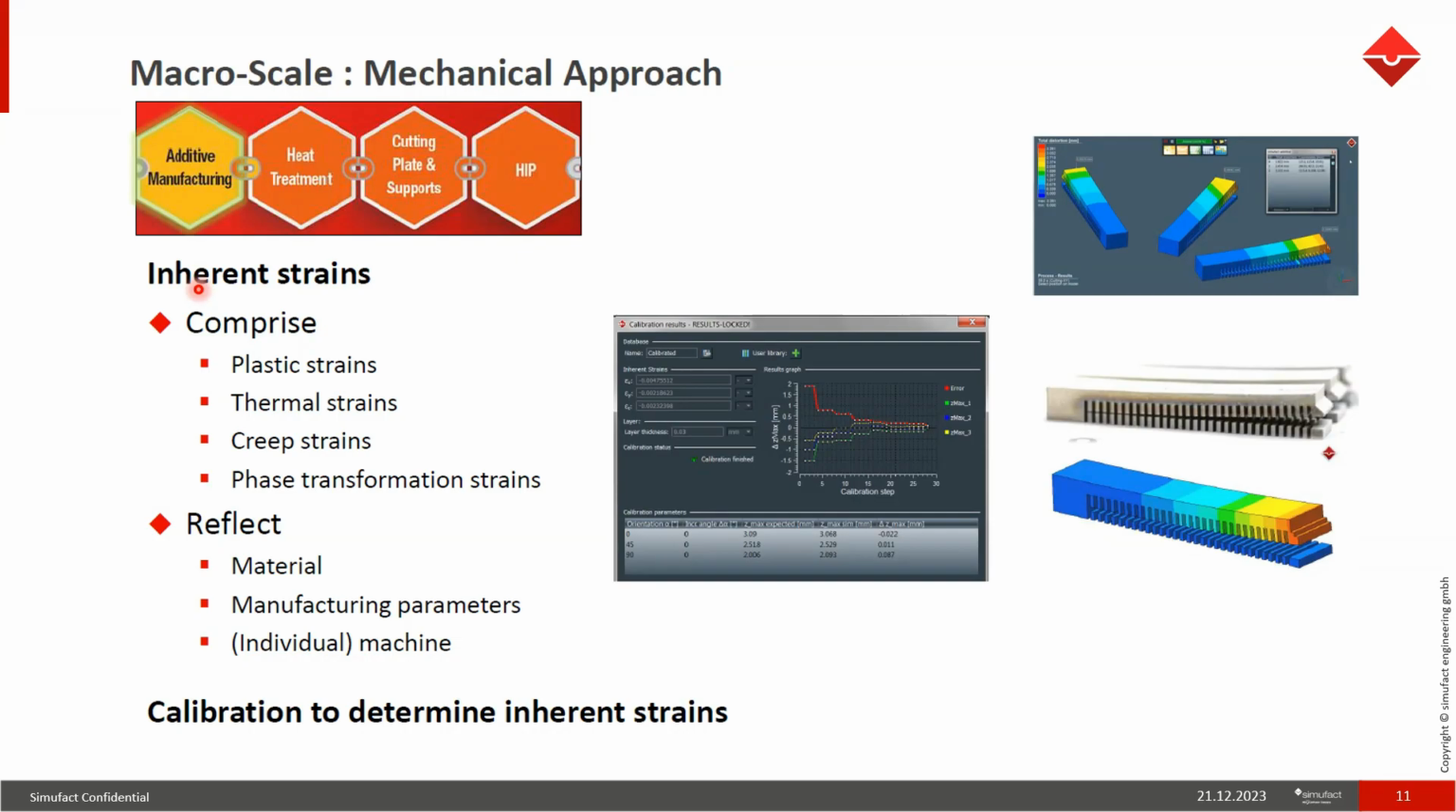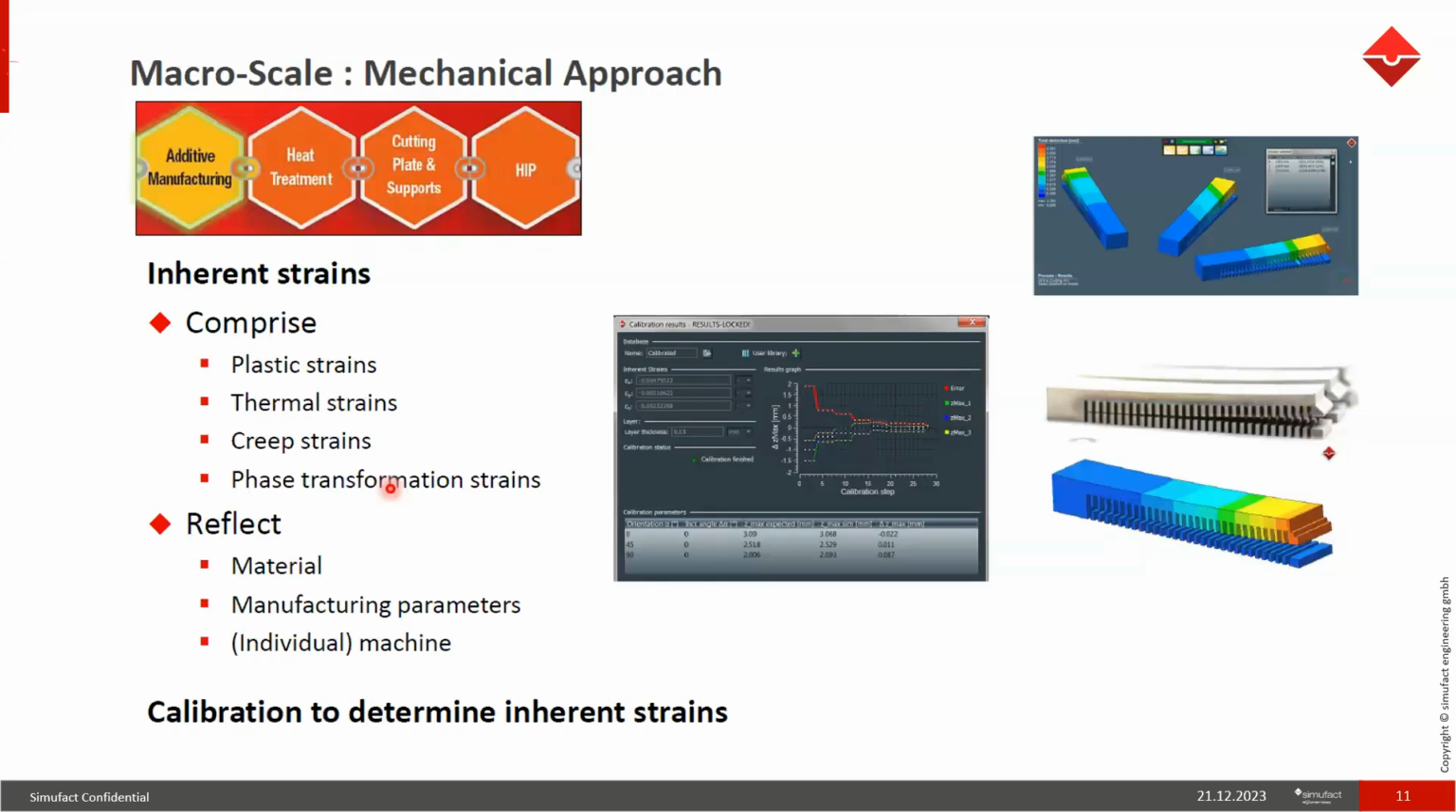Okay. When we melt that material, it will have its own kind of strains: plastic strains, thermal strains, creep strains, phase transformation strains. Okay. These kind of things can happen in the material. It is very specific to a particular grade of material or particular type of material actually. And it varies from material to material. And it varies with the machine parameters that we're using. It depends on the laser power.